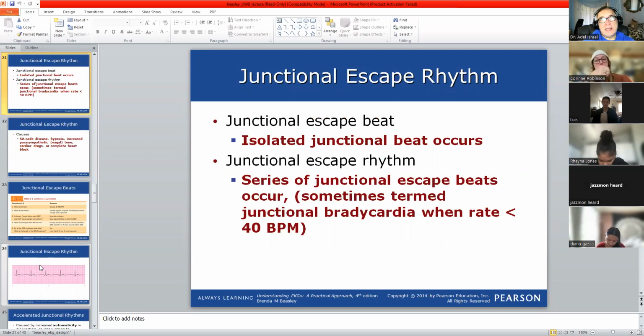So this junctional escape rhythm can be isolated, or it can be a series, many coming one after another. For isolated, it is like 1 or 2. But if it is more than that, it will be a series of escape rhythm. And junctional bradycardia is defined as a rate less than 40 beats per minute.